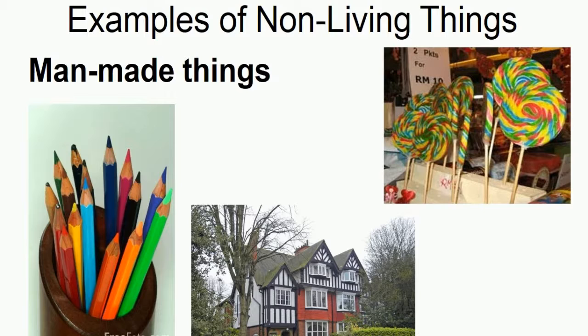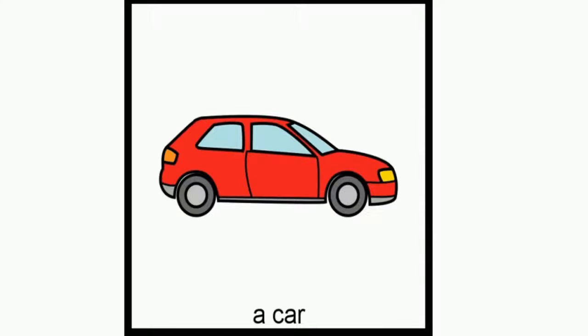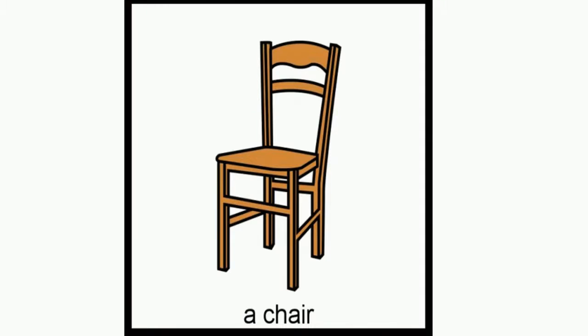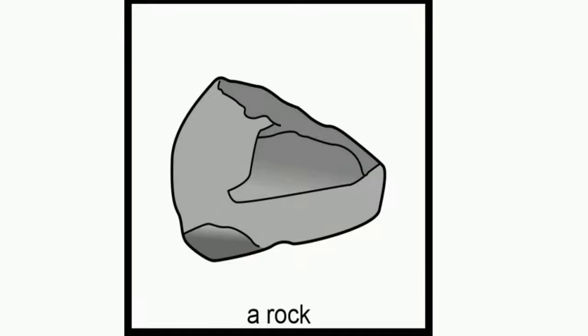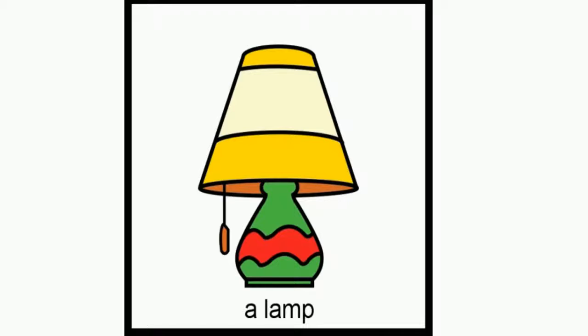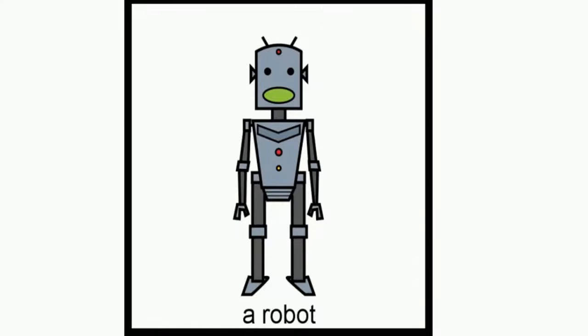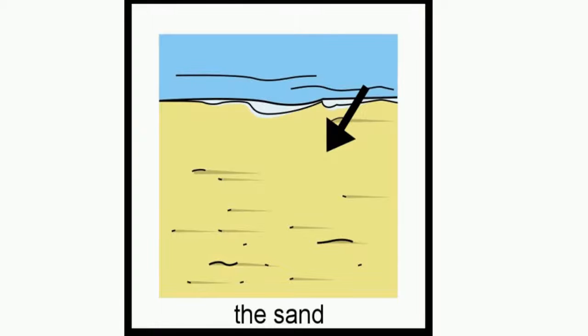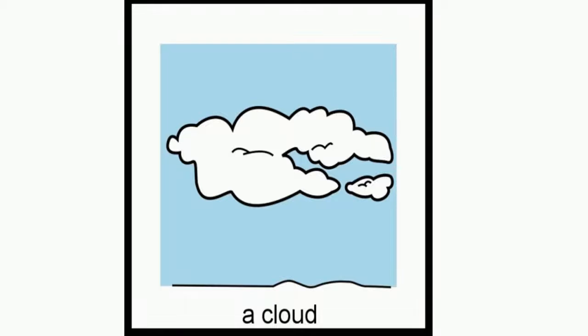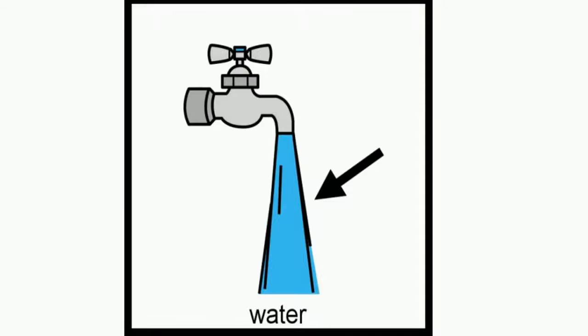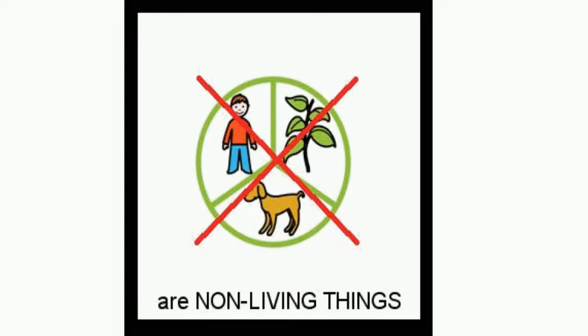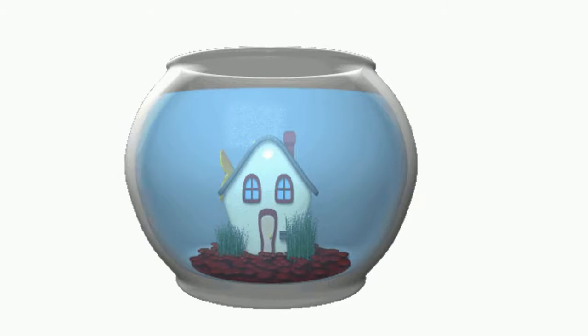Examples of non-living things: man-made things like pencil, house, and chocolates. Examples of non-living things: car, chair, shoe, rock, lamp, robot, sand, cloud, t-shirt, water. These are non-living things.